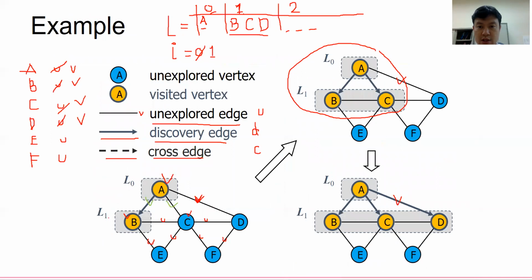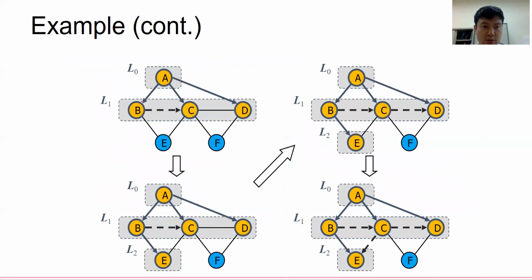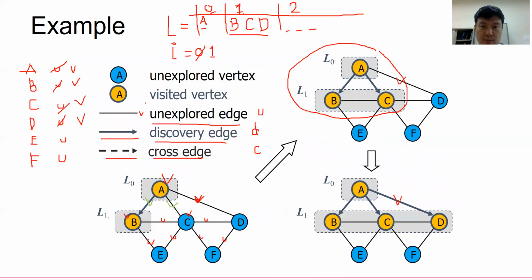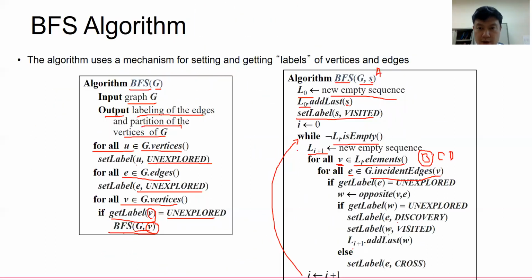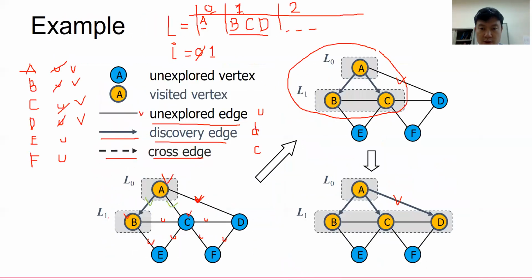Okay, all the incident edges of B. I guess later we need to check this one. First, we want to check the label, whether it is unexplored. Because if you check this one, now the condition is here. Here it is already explored, then you will not do anything with this one.